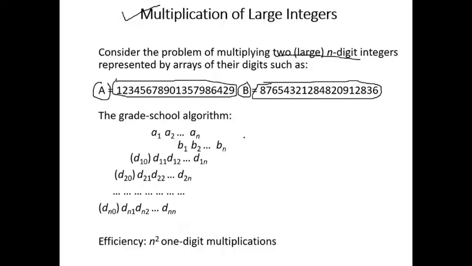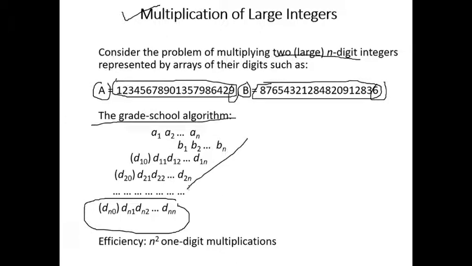As a common solution for this, we normally use the grade school algorithm, under the brute force design strategy. In order to obtain the product of A and B, we need to multiply each digit of one number by each digit of the other until we finish and obtain the product. In terms of time, this algorithm ends up with n squared one-digit multiplications.